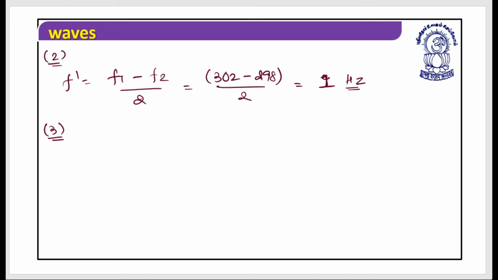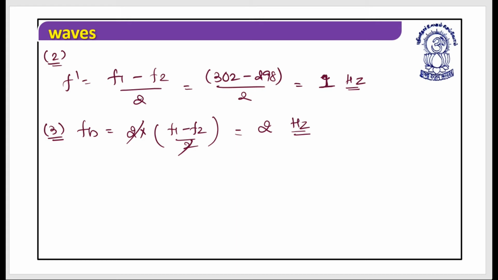Now next, the frequency at which beats are produced. So beats frequency is 2 into f1 minus f2 by 2. So this 2 has gone, and this is equal to f1 minus f2. This is simply 4 hertz. I hope this is clear.